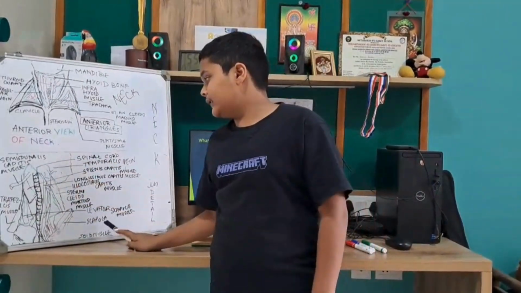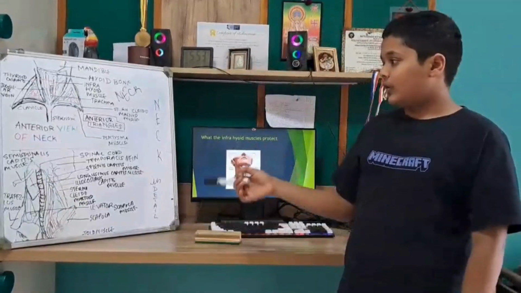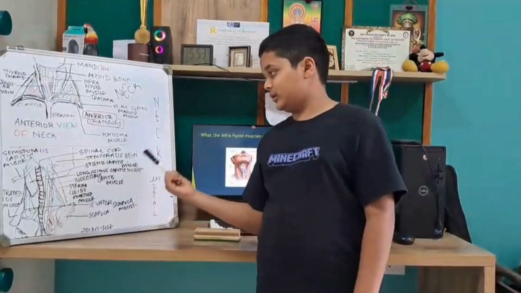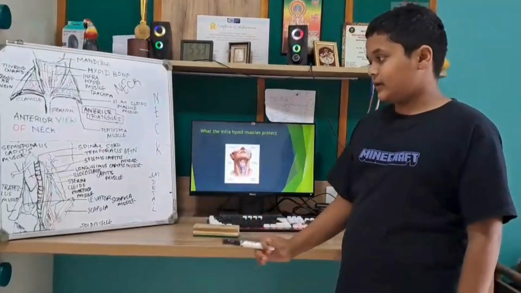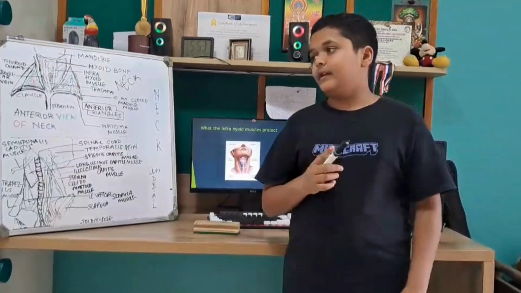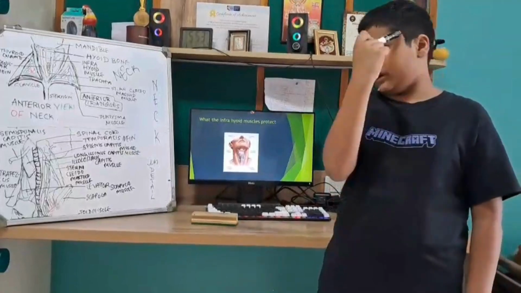Now these muscles together make the posterior part of the neck. And there is also one important vein that runs through the posterior part. Its name is temporalis vein over here.